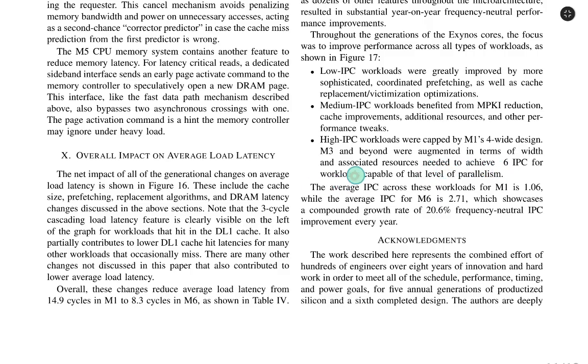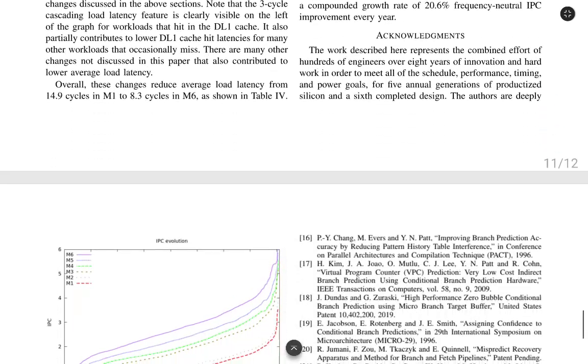The average IPC across these workloads for M1 is 0.6, while the average IPC for M6 is 2.71, which showcases a compounded growth rate of 20.6% frequency neutral IPC improvement every year.